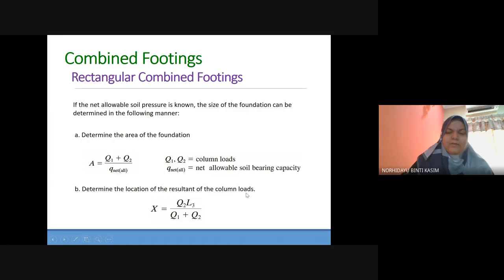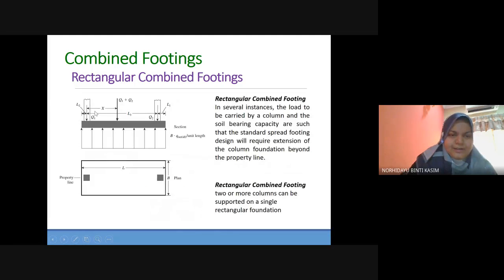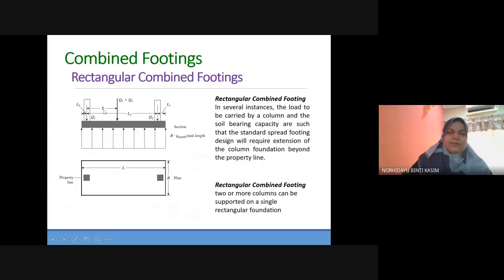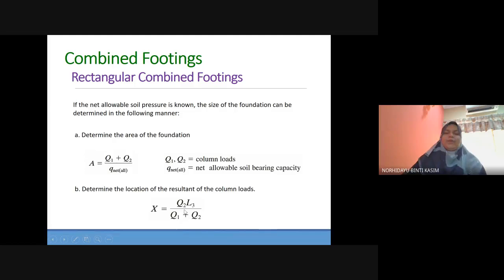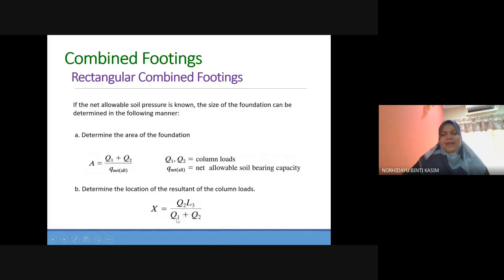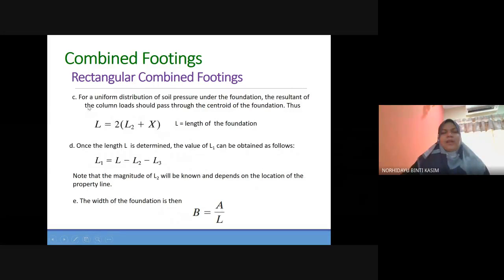Determine the location of the resultant of the column load. To determine this, the resultant of the column load, the location of the resultant column load here. To calculate X, this is the equation. X equals Q2 times L3, where L3 is here, column to column, the length center to center of the columns. That is L3, and this is the resultant of Q1 plus Q2.